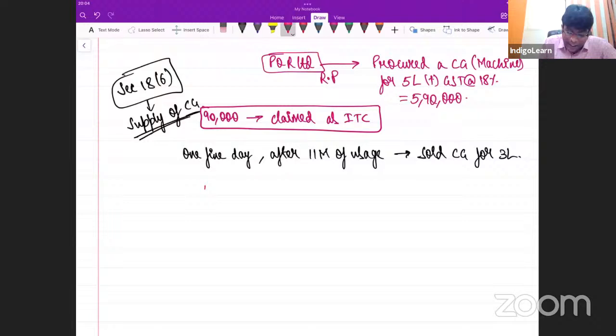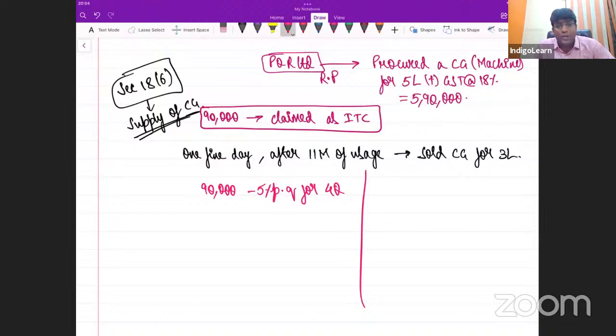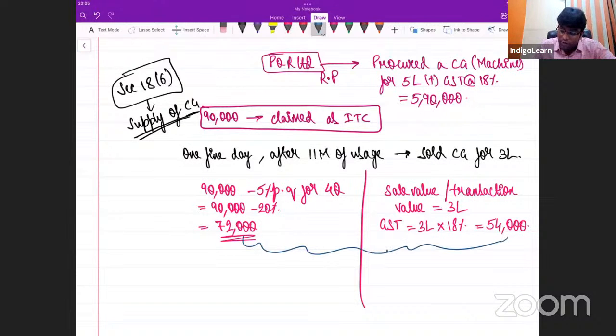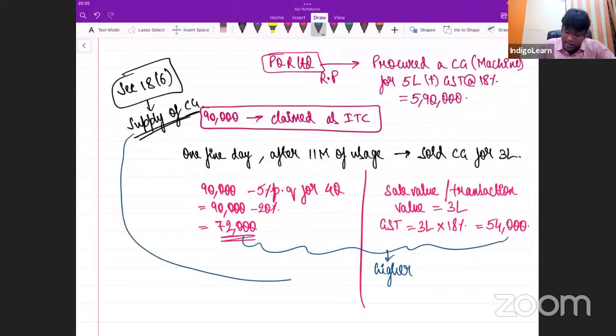On one side you calculate 90,000 minus 5% per quarter for 4 quarters, because if it is 11 months, it will be 4 quarters only. So it becomes 20%, 90,000 minus 20%, which becomes 72,000. This is one figure. Other side, what is the sale value or transaction value? Which is nothing but 3 lakhs. GST is equal to 3 lakhs into 18%, which is 54,000. Now, the law says of these two, whichever is higher, that is required to be paid. And the higher figure is 72,000.